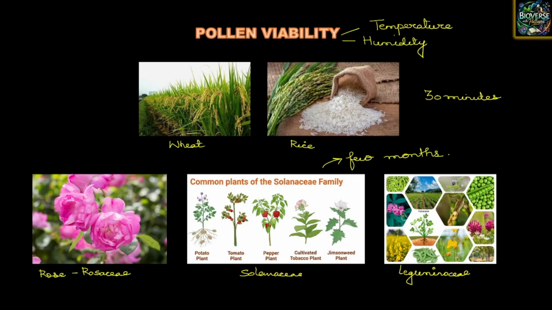So this is all for today. Children, in this class today we have talked about the pollen, how the pollen grains are produced, that is the process of microsporogenesis. Then we talked about pollen viability and pollen allergy. Thank you.